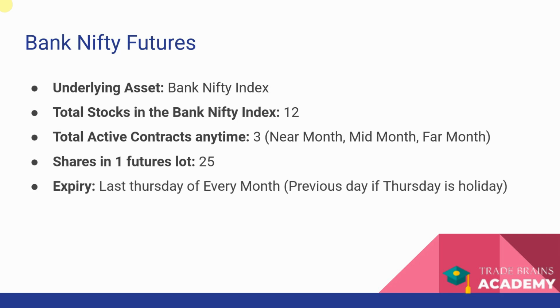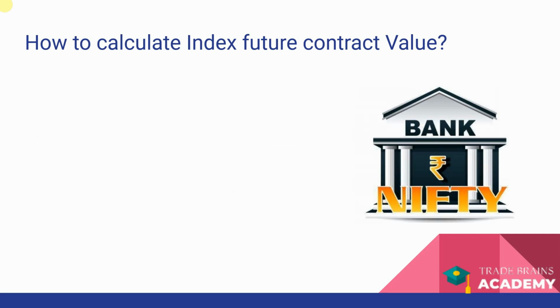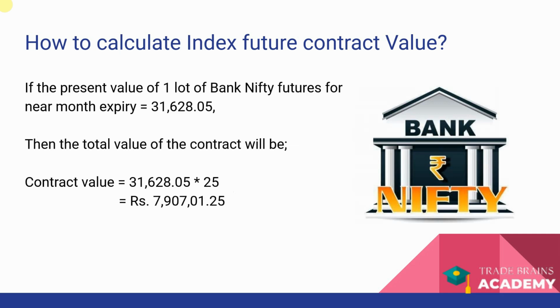And the expiry is just like any other index. The expiry is on the last trading Thursday of every month, and if that's a holiday, the contract expires on the preceding day. So now let us try and understand the calculation of the contract value of index future Bank Nifty. So if the present value of one lot of Bank Nifty is say 31,628.05, that is the Nifty index value, then the total value of contract will be 31,628.05 into 25, which is the number of shares, which amounts to 7,90,701. So that is the total contract value.